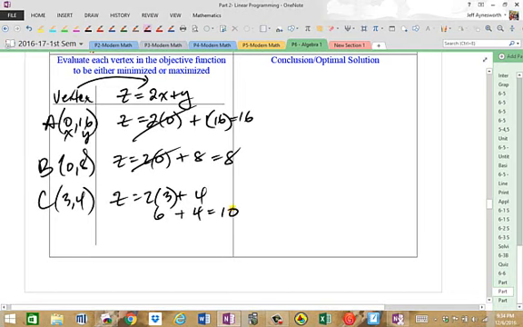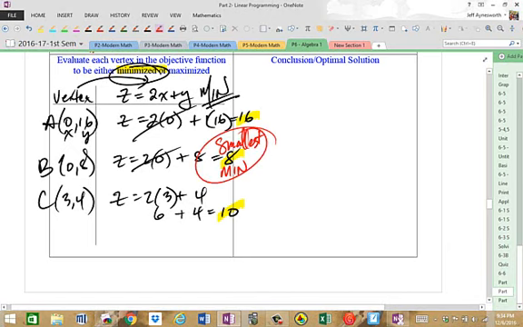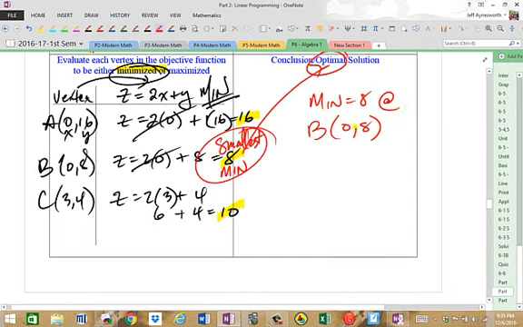So the question is what creates our minimum? Because we want to minimize this. So compare. We got 16, 8, and 10. What's the smallest? What's the minimum? Well, it's right here. The minimum is 8 because it's the smallest. And that becomes our optimal solution. So we say the min equals 8, okay, at the point B, which is 0,8. Or you can say the minimum occurs at point B, 0,8.